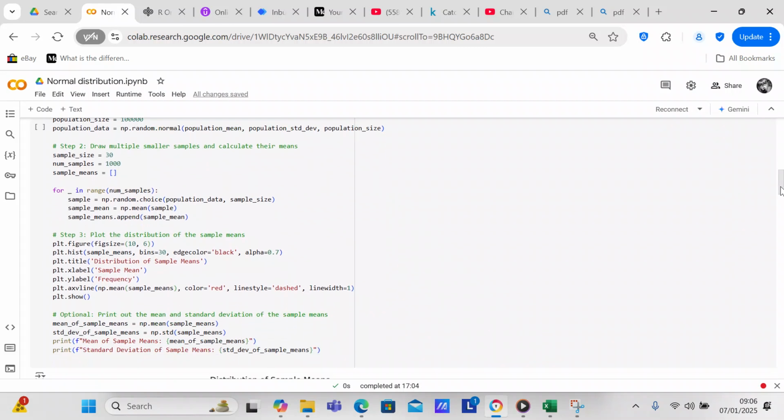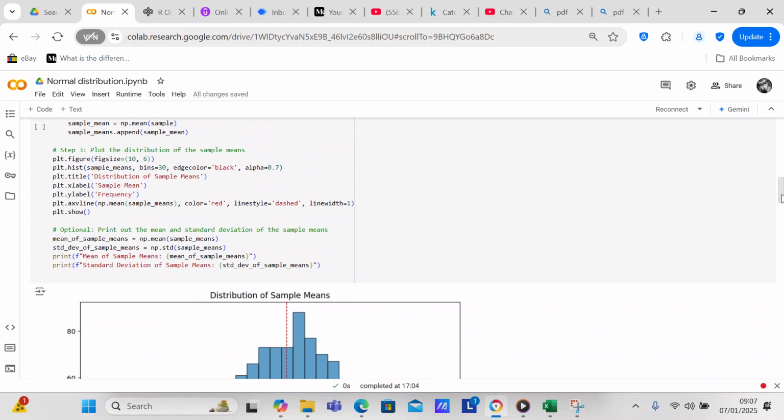Now we're going to draw samples from the population. So sample size equals 30, number of samples equals 1,000, sample means is an empty list. For underscore in range, num samples, which is 1,000, sample equals np.random.choice, population data, sample size, sample mean equals np.mean sample, and sample_means.append sample mean. So it's going to append the means to sample means.